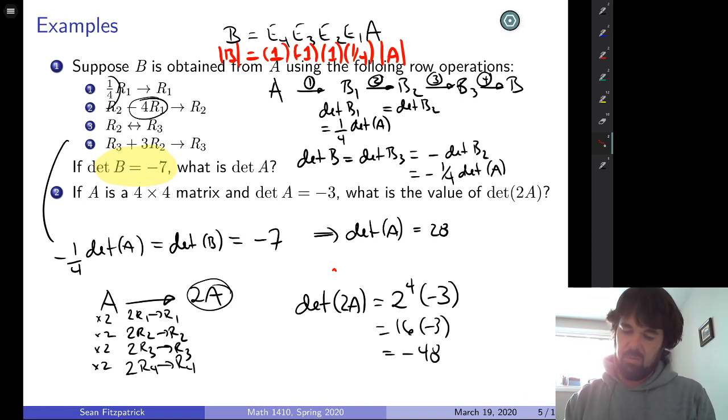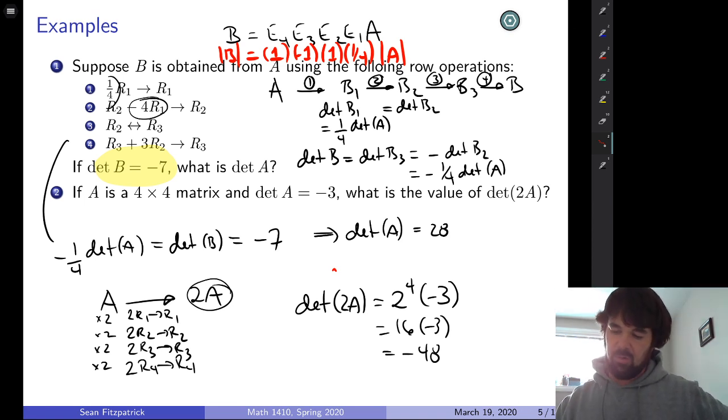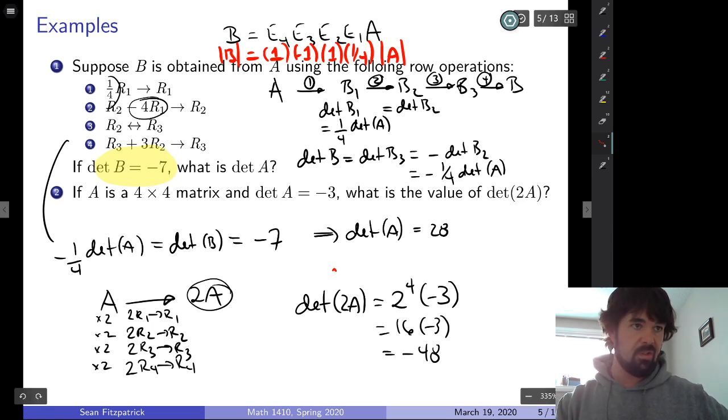In general, the rule for scalar multiples is you get that scalar raised to the nth power for an n by n matrix. So for a 4 by 4, we raise to the 4th power. Okay, so those are some examples playing around with effective row operations. Next up, we want to look at properties.